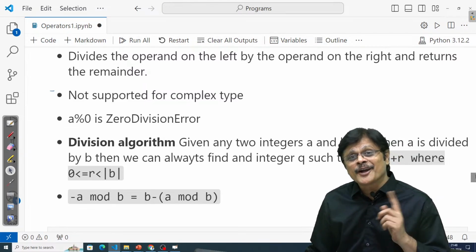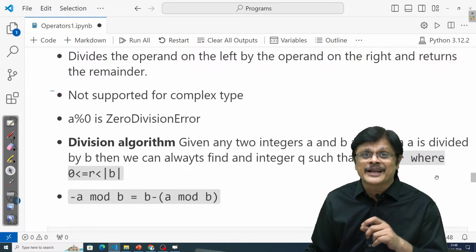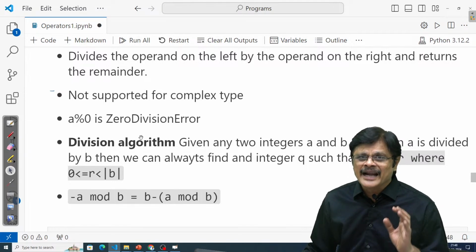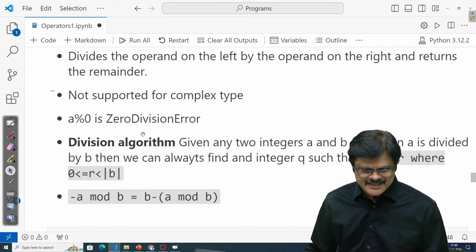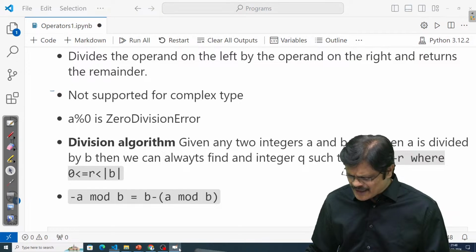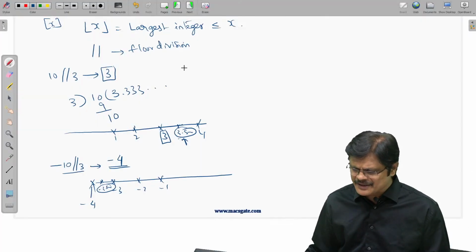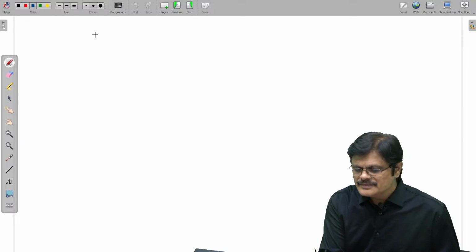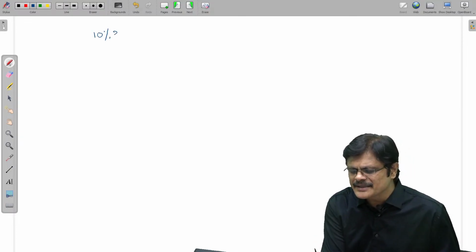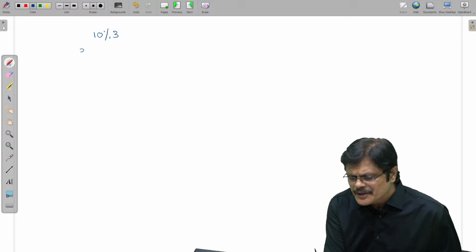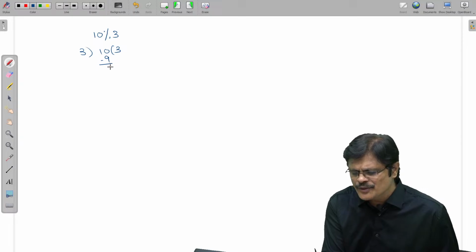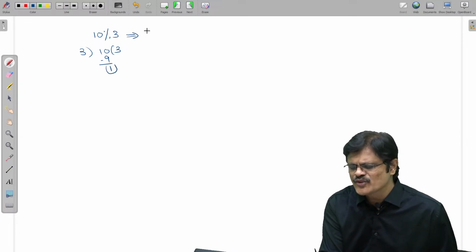Because of that, if one of them is negative, or if both are negative, what happens? You can estimate that particular result, my dear friends. So let me explain this division algorithm and this modulus answer. I start with my regular question. Suppose you have 10 percent 3, what happens? You divide 10 by 3, 3 threes are 9, minus, so 1 is the remainder. So here the answer is 1.